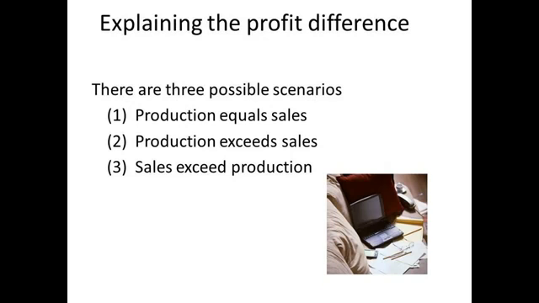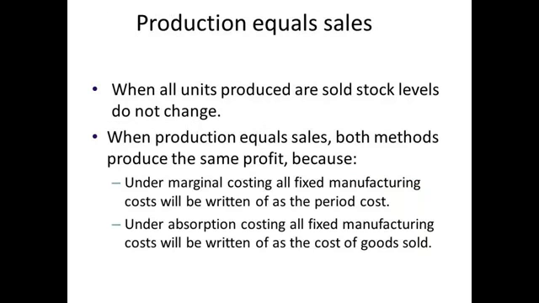There are three possible scenarios, and we will look at the profit for each. Production can equal or exceed sales, or sales may exceed production, where there are units in inventory. When production is equal to sales, then there will be no change in inventory. Both methods will give the same figure for profit, since under marginal costing all the overheads are written off for the period. For absorption costing, all the overheads have been written off in the cost of goods sold.